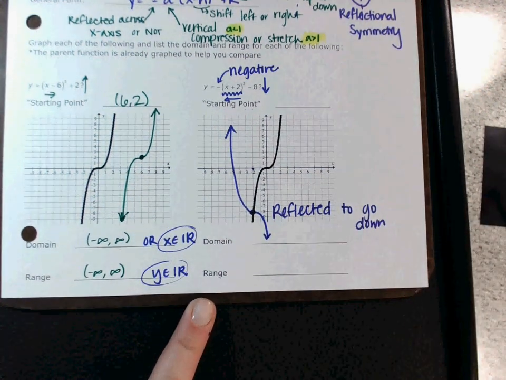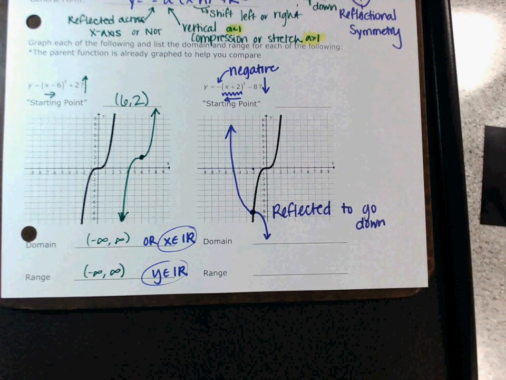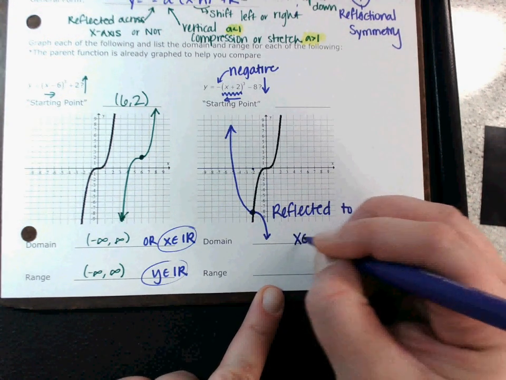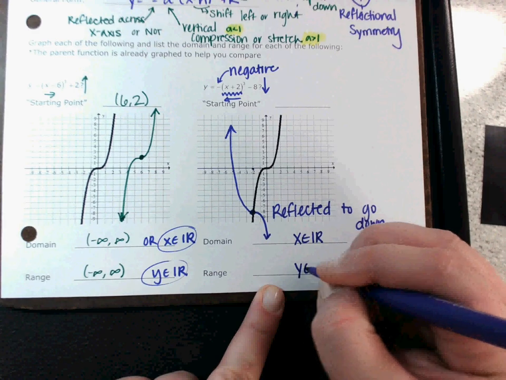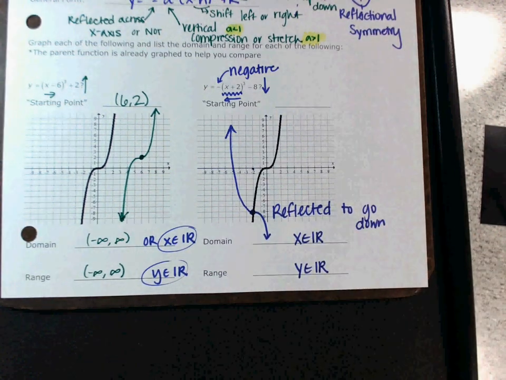Okay? And remember, it's reflected to go down because there was a negative in the front. Okay? Then your domain and range. Your domain is x within all real numbers. Range is y within all real numbers. If you want to put negative infinity to infinity, though, that's totally fine. Okay, when you're ready, flip over to the back.